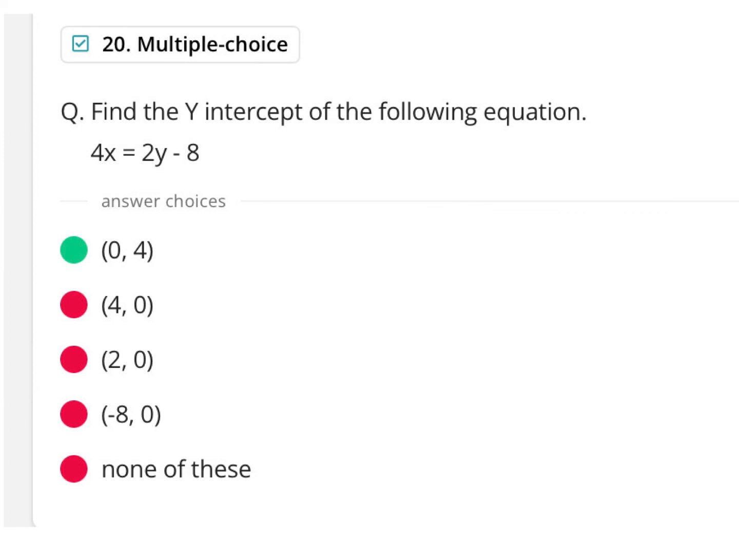Of course, you already see the answer there, but once again, how do you find the y-intercept? To find the y-intercept, you set x equal to 0 and solve. That's what you do. Okay, to find the x-intercept, you set y equal to 0 and solve. To find the y-intercept, you set x equal to 0 and solve. So where's your x at? Your x is right here.